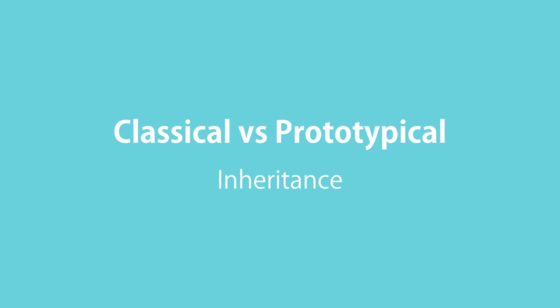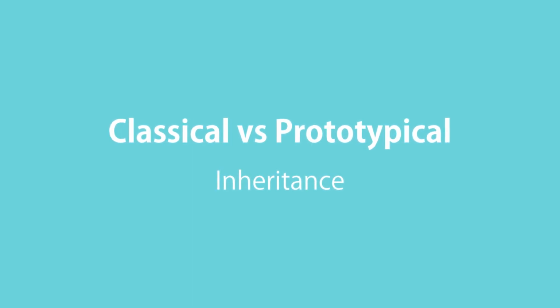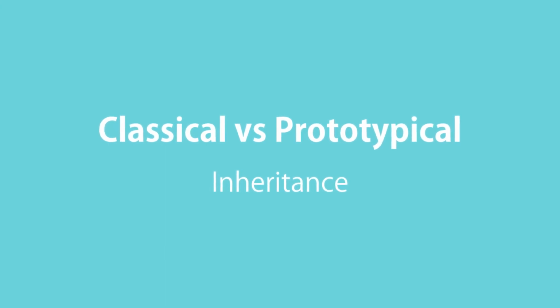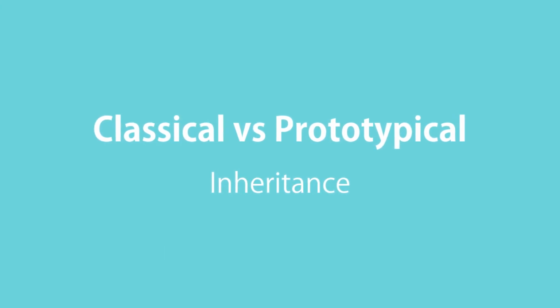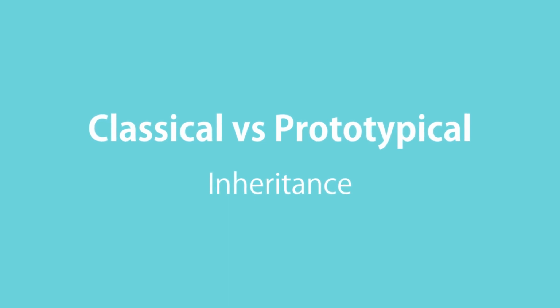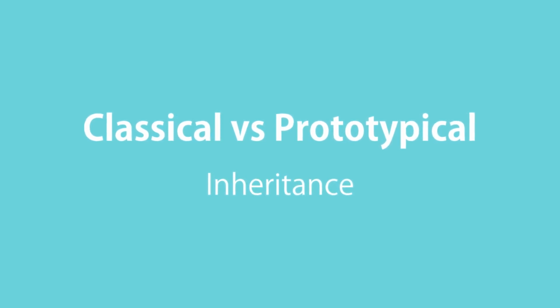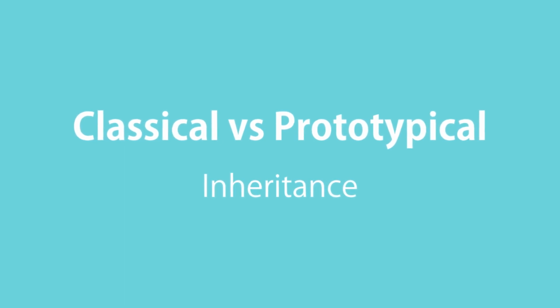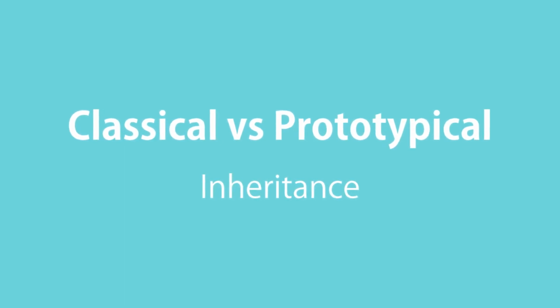But as you know, in JavaScript, we don't have classes. We only have objects. So that's when prototypical inheritance comes into picture. So essentially, we have two types of inheritance, classical and prototypical. And that's one of the topics for interview questions. So what is a prototypical inheritance? That's the topic for the next lecture.